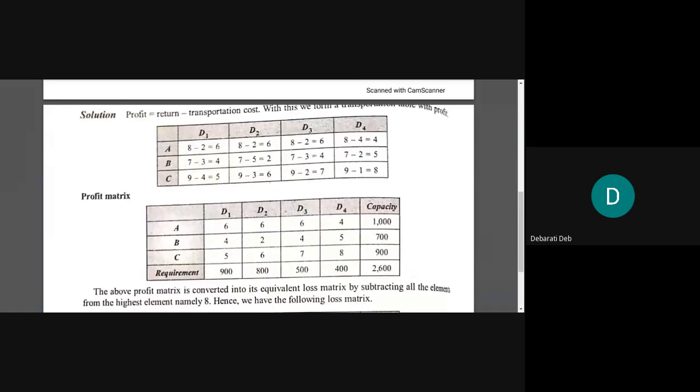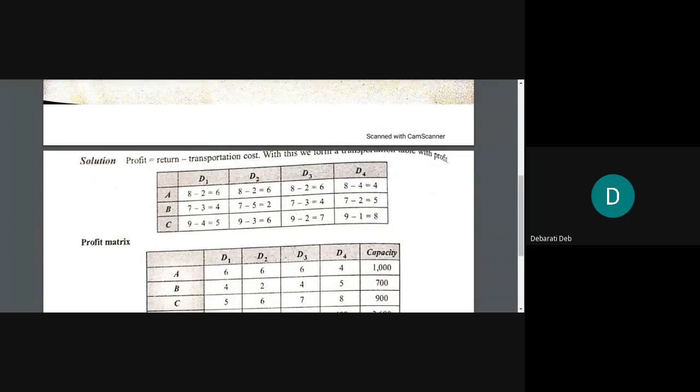Okay. So the total returns are given. Total profits are given as an overall number for the three sources, right? Now what we will do is find out the individual profit for each of the travels from sources to the destinations.